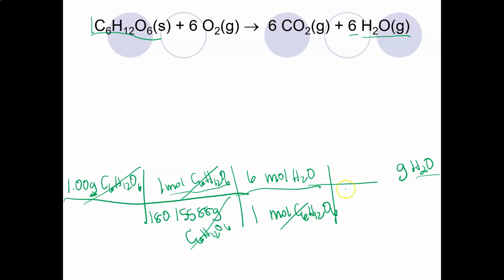So of my unit factors, molar mass lets me do that. So 1 mole of H2O is equal to 18.01528 grams of H2O. That cancels.